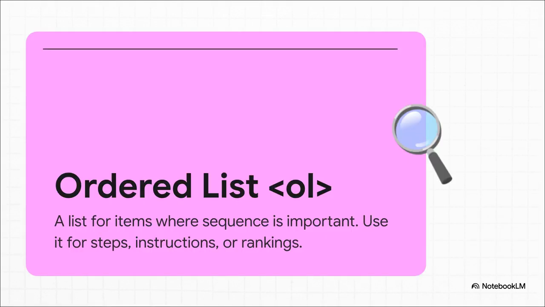But what if the order is everything? That's where the ordered list, or OL, comes into play. This is what you use for things like a recipe, step-by-step instructions, or a top 10 list. If you mix up the order, the whole thing loses its meaning.